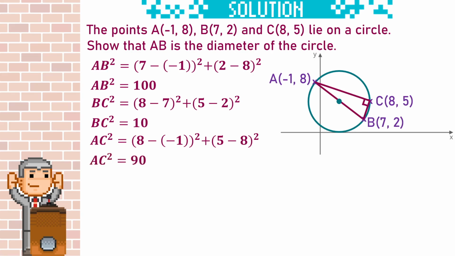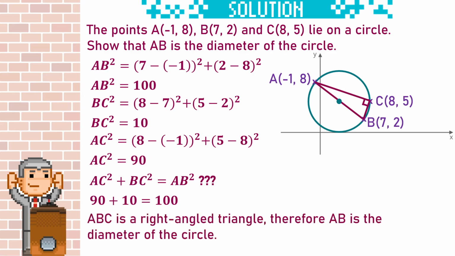Now, if AB is a diameter, then we should be able to add AC squared and BC squared, and it should equal AB squared, because that's basic Pythagoras. So let's put in our values. 90 plus 10 equals 100. So we know that it is a diameter because it must be a right angle triangle.